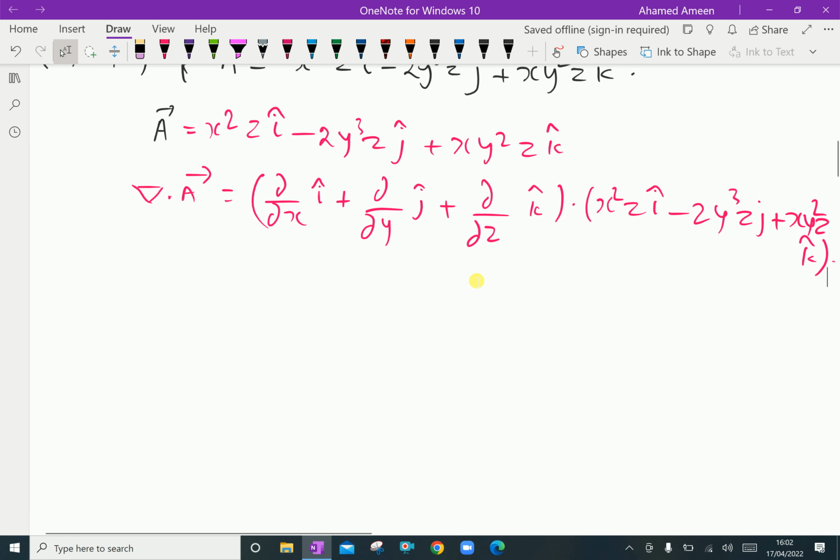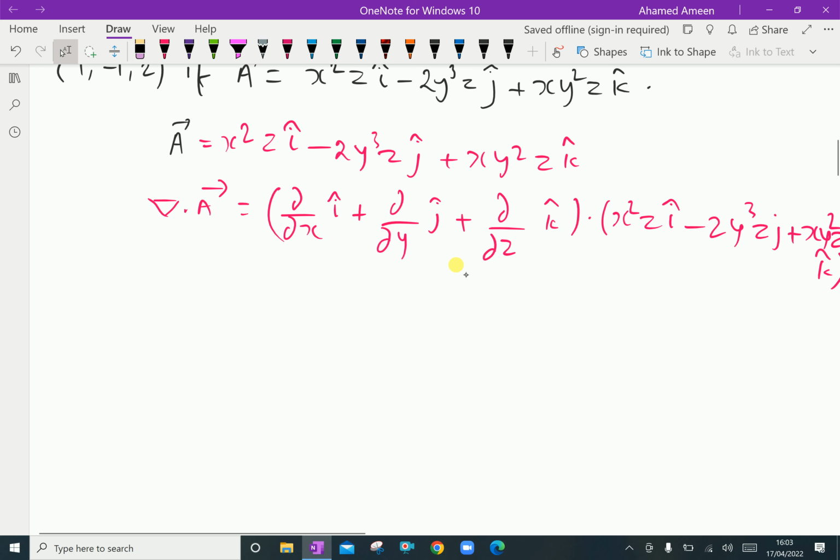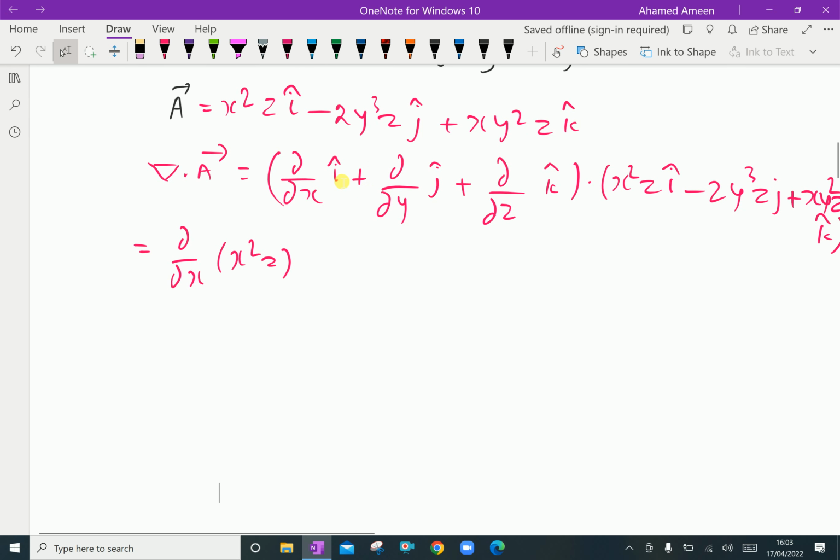Here we have to expand this like dou by dou x of x square z, that is i vector into i vector is one, dot product, and x square z, then plus dou by dou y of minus 2 y cube z, and dou by dou z of x y square z.